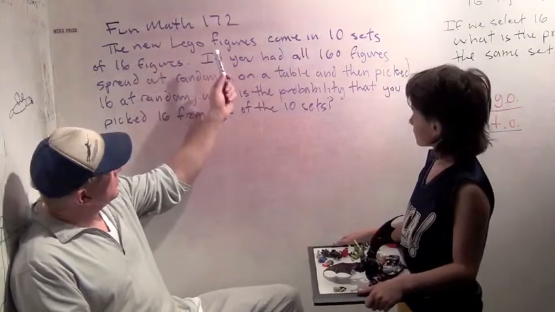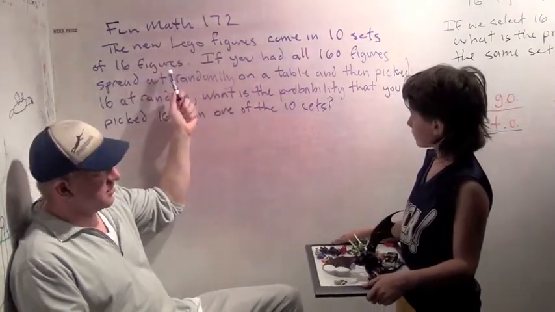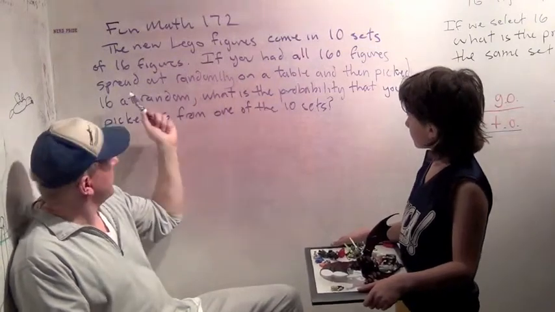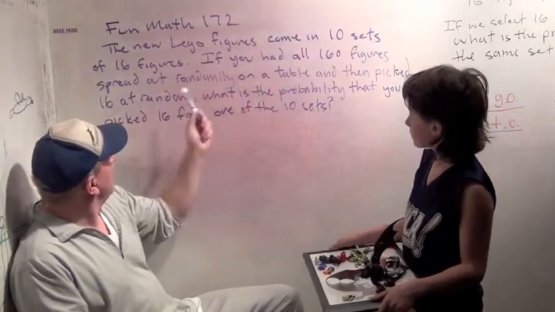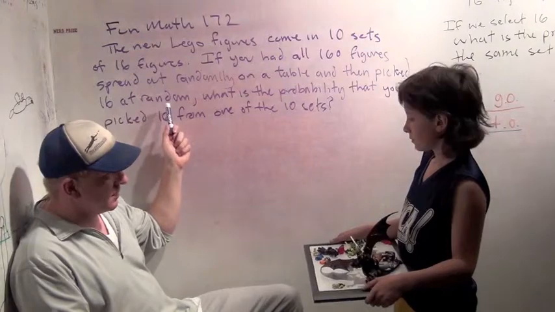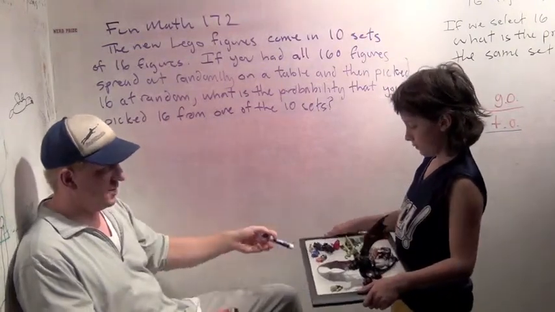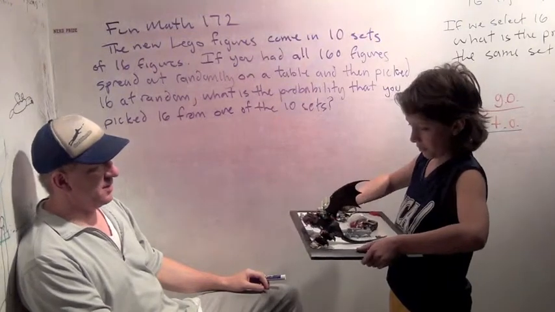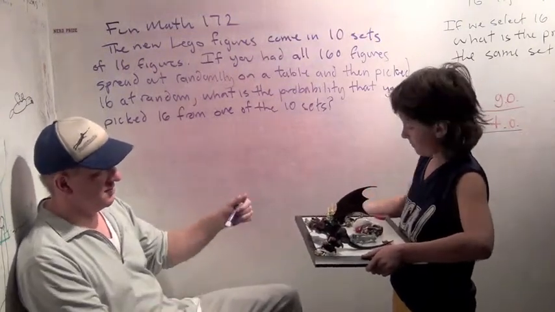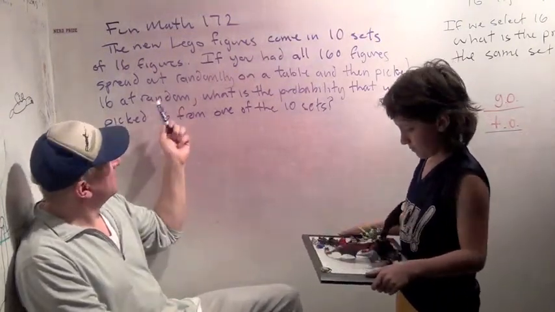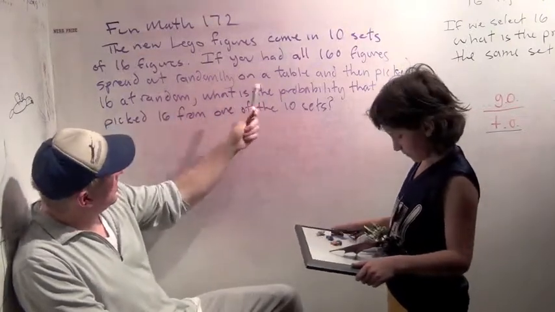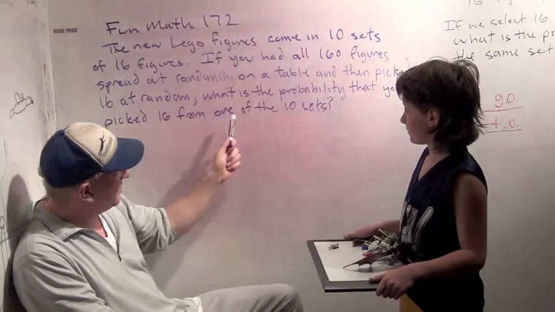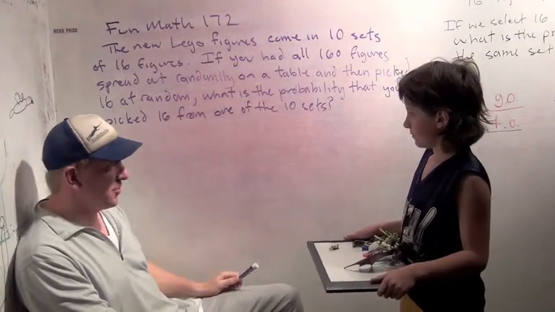The new Lego figures come in 10 sets of 16 figures. If you had all 160 figures spread out randomly on a table and then picked 16 at random, okay? So show the Lego figures. Now this is just part of them, and these aren't even the new ones, right? No. This is just some stuff we got from upstairs. So you had all 160 spread out on a table, and then picked 16 at random. What's the probability that you picked 16 from one of the 10 sets? So you got super lucky.